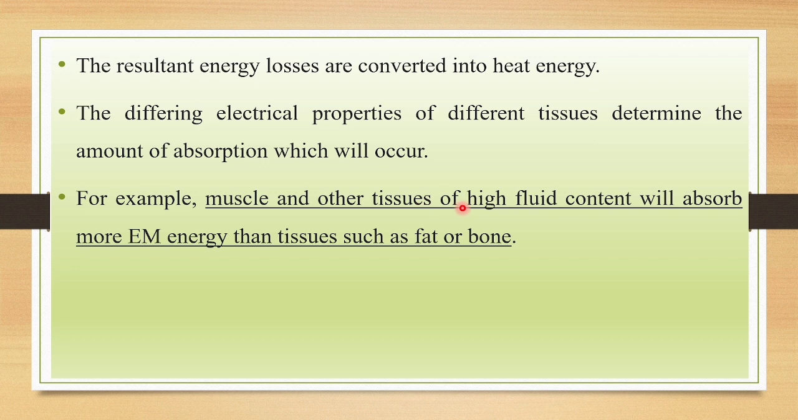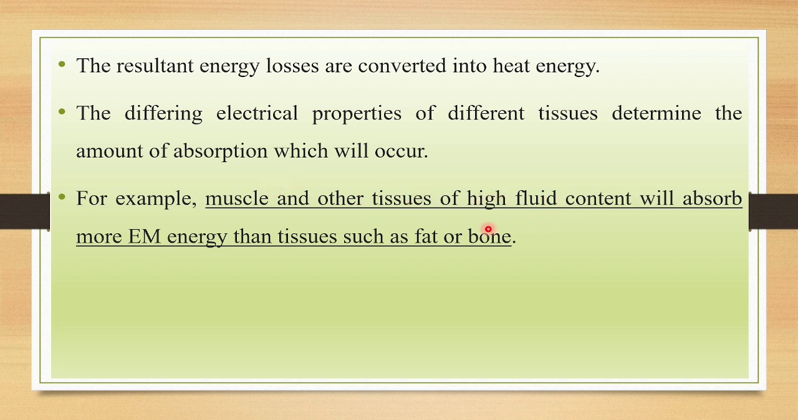For example, muscles and other tissues of high fluid content will absorb more electromagnetic energy than tissues such as fat or bone. So, since I already told you regarding the absorption capacity of the microwave, those with a higher fluid content will have more absorption. Microwave will absorb more compared with those tissues which have lesser fluid content. So microwaves will have a higher absorption effect at the region where there is high fluid content.